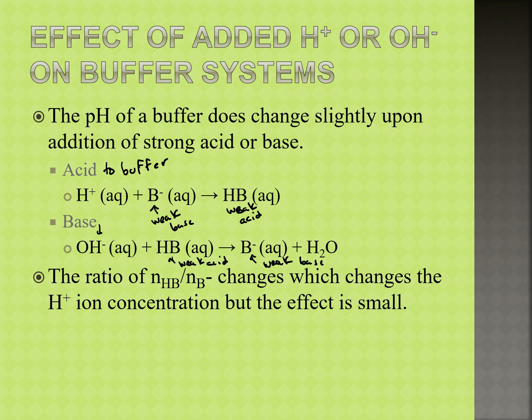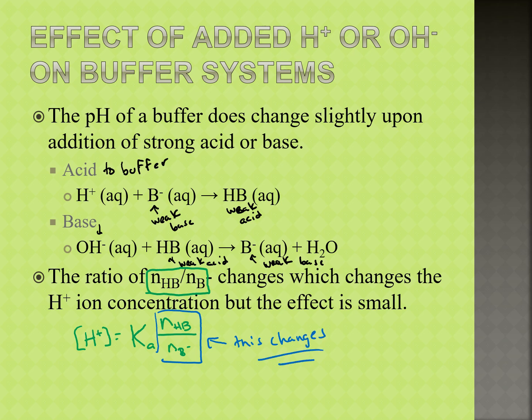And so what happens then is that we are changing the acid to base ratio. And remember then that our H plus is equal to Ka times the weak acid number of moles divided by the weak base number of moles. So this changes, and that means that the H plus concentration also changes. So we're going to change our pH overall.